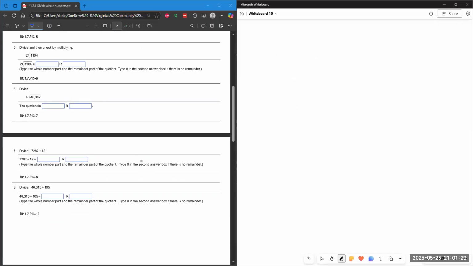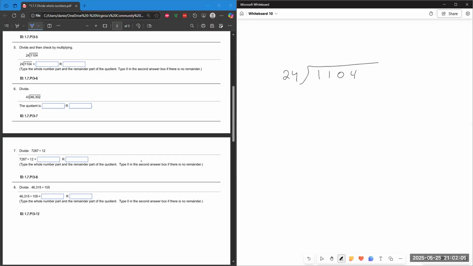Look at number 5 now. 24 into 1,104. This is tricky. I'm going to have to estimate probably to help me out that this is close to 20, and multiples of 20. 20 times 5 is 100. I'm going to try 5. It may be too big. 5 times 4 is 20. 5 times 2 is 10. Plus 2 is 12. 120 is bigger than 110, so that was too big.